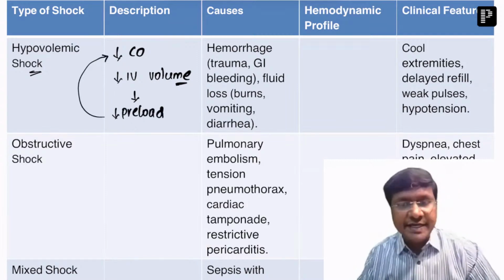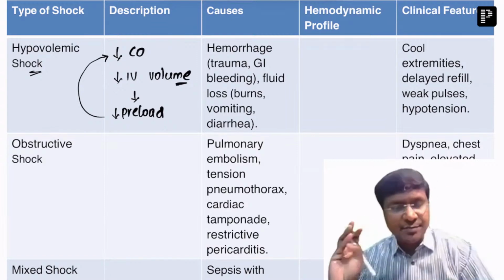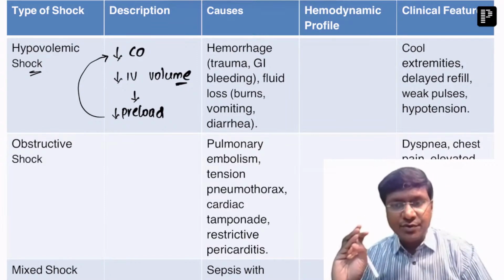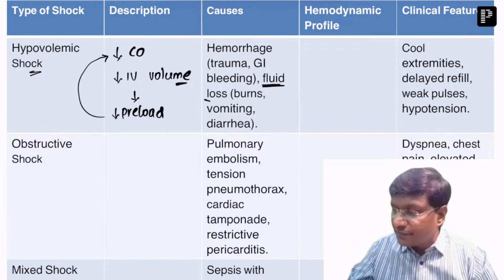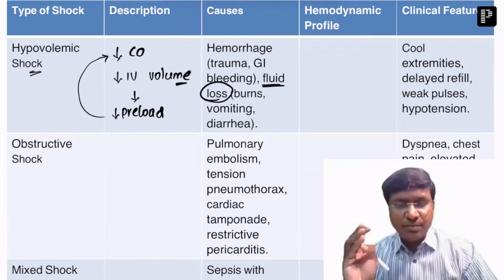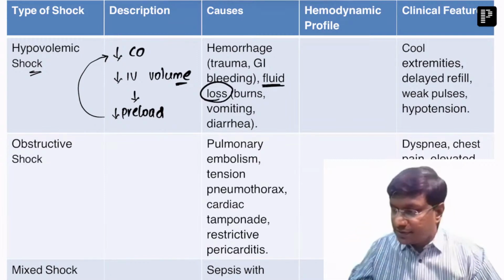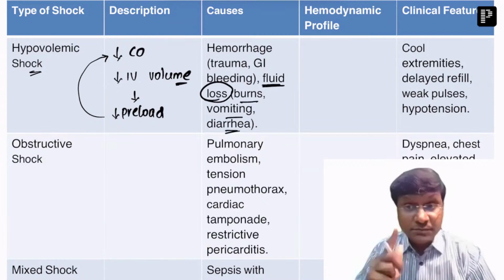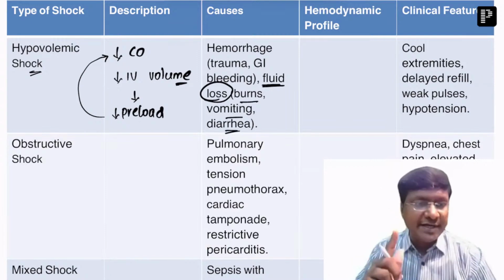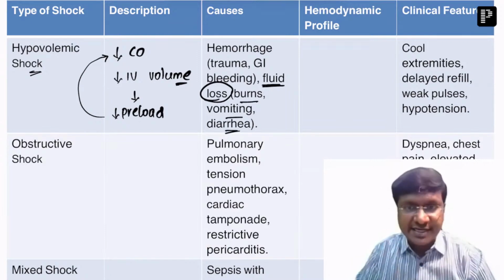So what are the various etiologies for hypovolemic shock? That is hemorrhage, and that hemorrhage could be secondary to trauma or gastrointestinal blood loss, or it might be internal bleeding, right? Or it could be because of fluid loss. And the fluid loss could be because of burns, vomiting, or even diarrhea also. Now, I told you the hemodynamic profile is the one which is commonly tested in your exams.